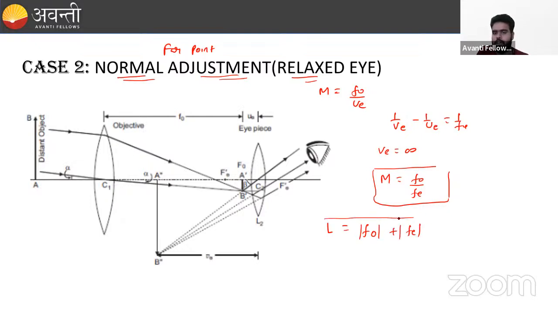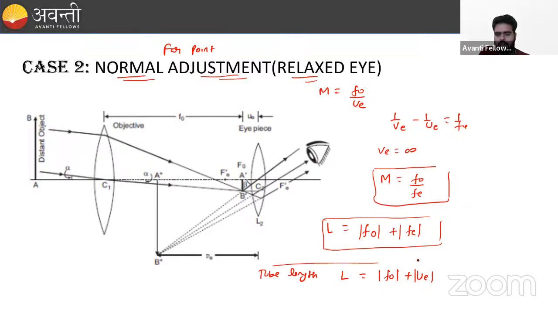This is the value of the tube length. In general, we can say that tube length is nothing but fo plus ue. If tube length is given, we can write down in general formula, that is fo plus ue. Correct, guys? This is the general formula of the tube length. So in this manner, we can calculate the magnification in both the cases, compound and telescope.